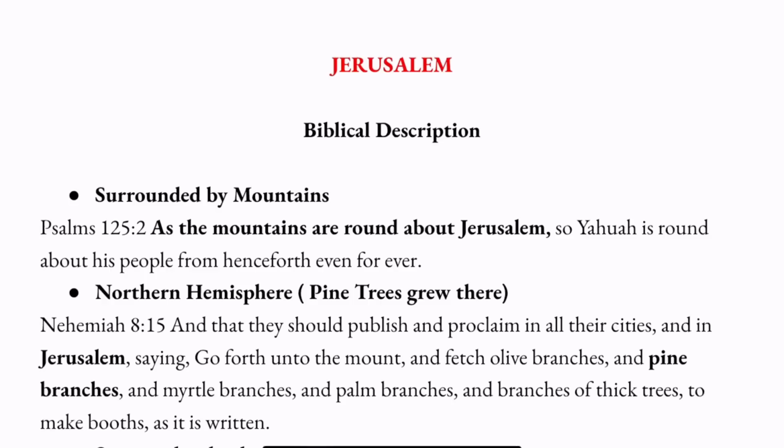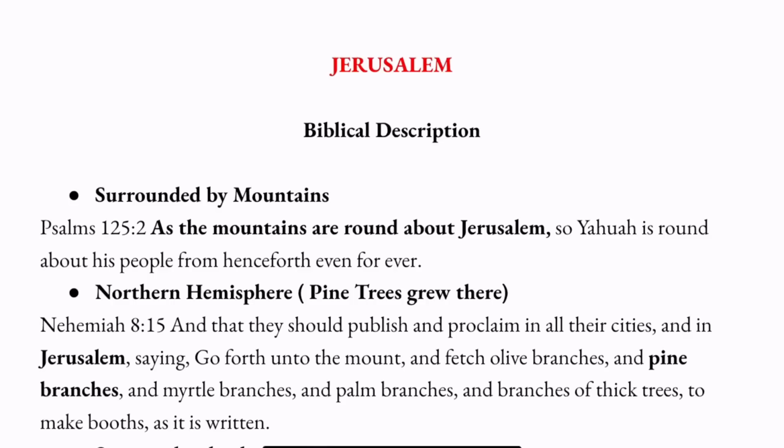Okay. So the first thing that we must understand is that the biblical Jerusalem is surrounded by mountains. Psalms 125:2, "As the mountains are round about Jerusalem, so Yahuwah is round about his people, from henceforth even forever." The second thing we must understand about Jerusalem is that it is in the northern hemisphere.